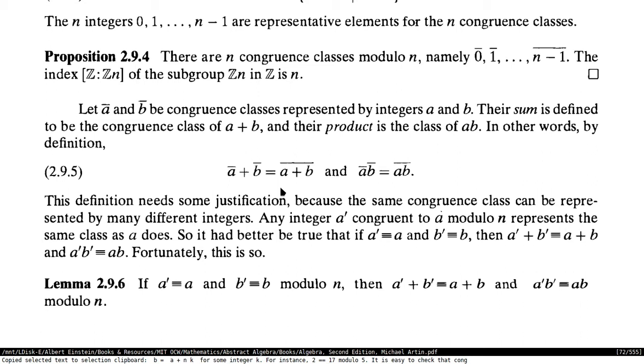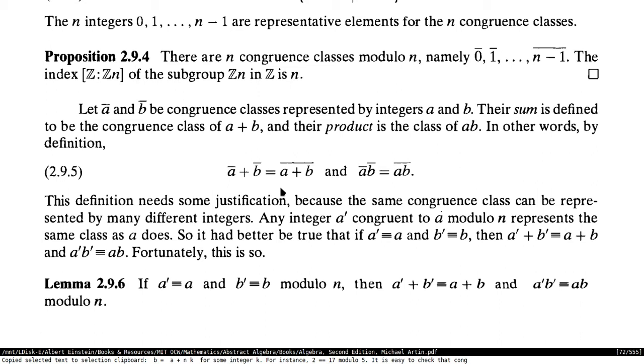So here they show how you can actually add these congruences. So you have two congruence classes, A bar and B bar, by the integers A and B. Then the sum of these congruence classes would be the congruence class of A plus B, and the product of these congruence classes would be the congruence class of AB, right? So what it says is that A bar plus B bar gives you A plus B bar, and A bar times B bar gives you AB bar, right?